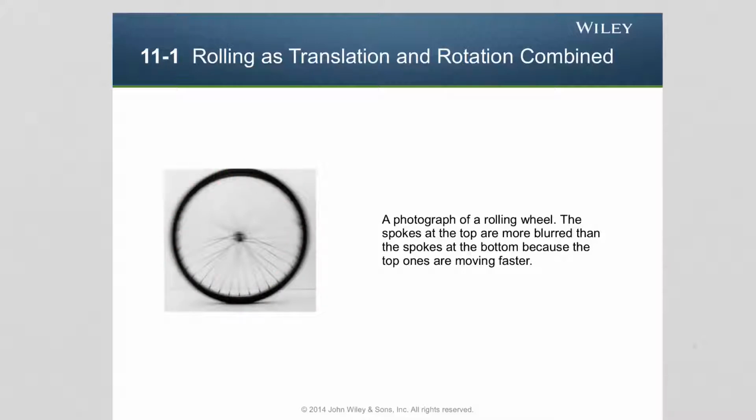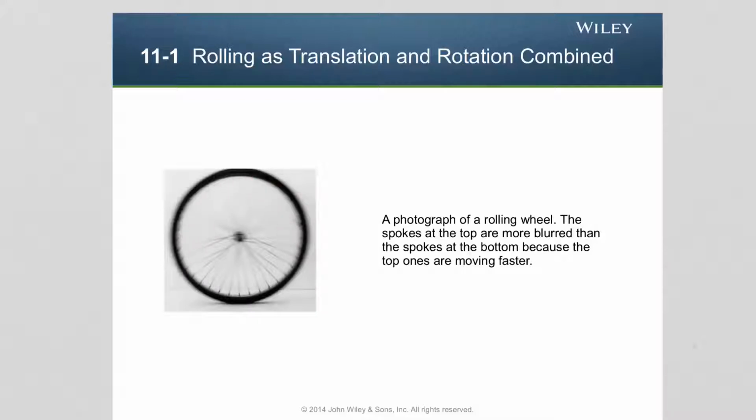Here is an actual picture of a bicycle wheel which is rolling on a flat surface, and as you can see, the spokes here around the point of contact with the surface are visible as if they are still in place, as opposed to the rest of the wheel where the spokes are blurred since they are moving with some velocity.